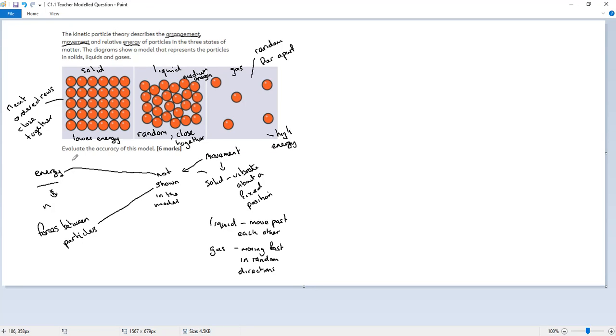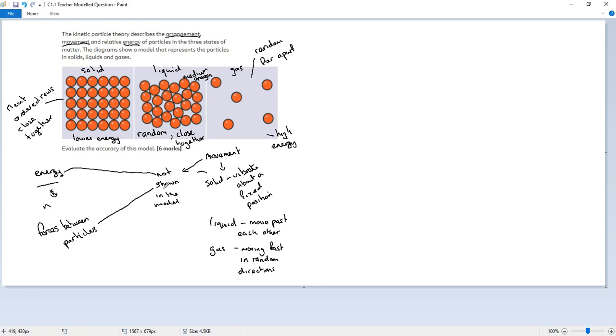So all of this at the bottom is a weakness, and the bit that's at the top, ignoring the energy, is a strength. So it's good in that it shows the neat ordered rows and it shows the close together in the solid, and for the liquid it shows that they're randomly arranged and close together, and in the gas it shows that they're random and far apart. But it doesn't show the energy, it doesn't show the movement, and it doesn't show the forces between the particles.